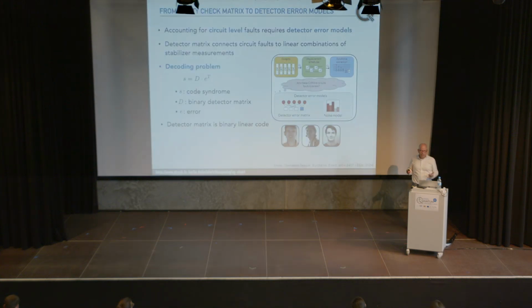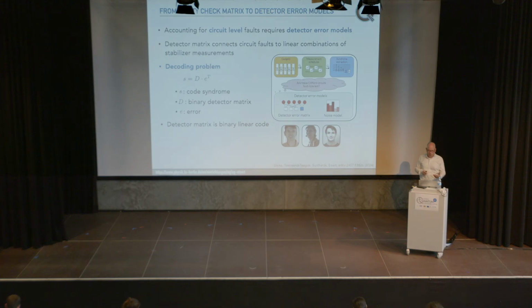So it's, in a way, another matrix, a detector matrix with a binary linear code that can be decoded in the ordinary sense, with a decoding problem that takes the same formal structure with a code syndrome, a binary check matrix, and an error, but then for a larger matrix that encapsulates this propagation of errors in circuit level noise in the actual circuit implementation.